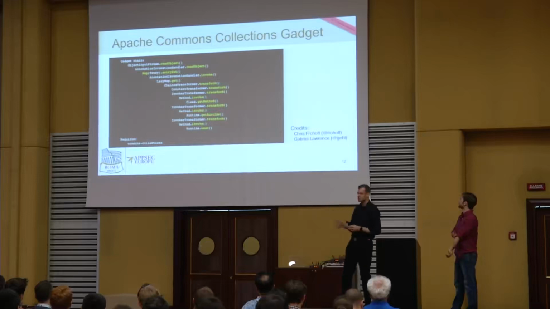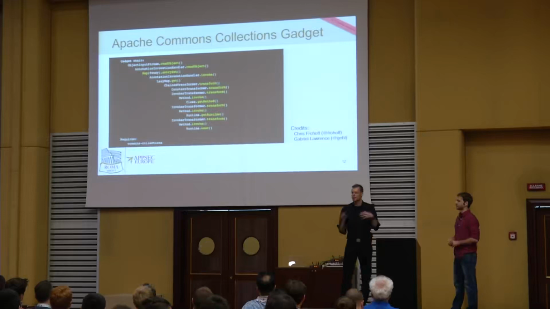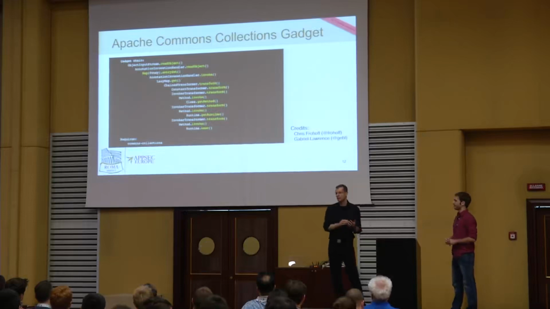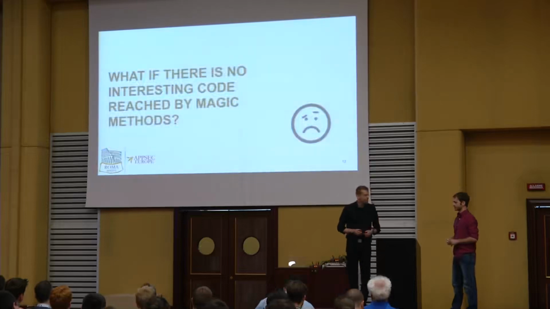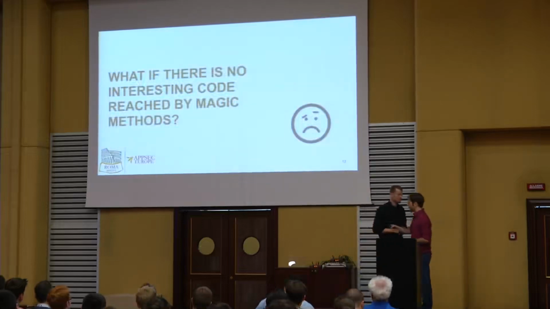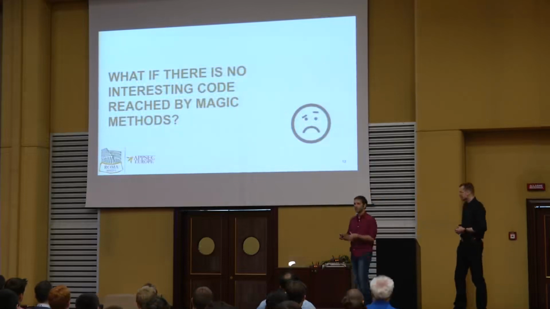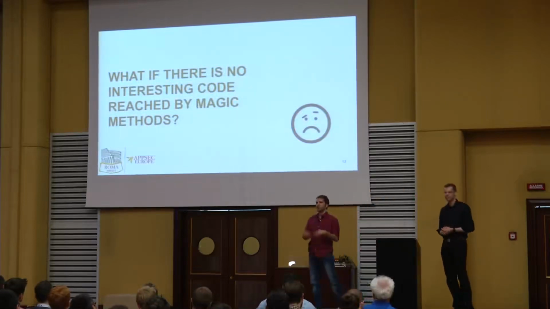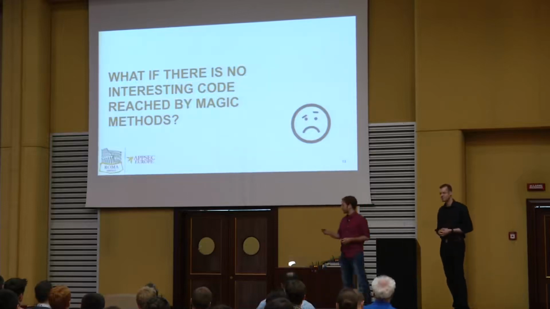So you don't need to read this in detail. It's just to showcase that real world exploitation scenarios are a little bit more complex than the toy example we just saw previously, but they still lead to full remote code execution. So what if there are no methods that can contain dangerous code directly reached by any of these deserialization callbacks? Like, for example, the toy example that Christian showed us.